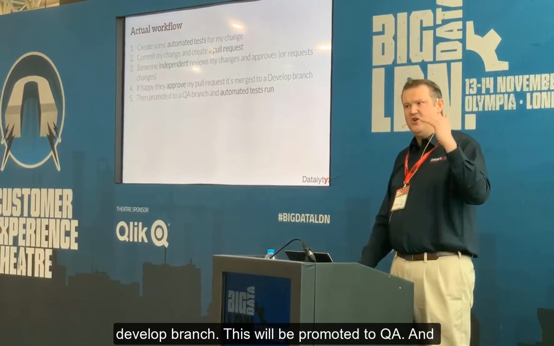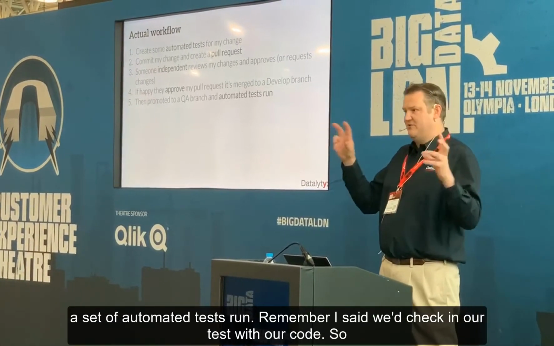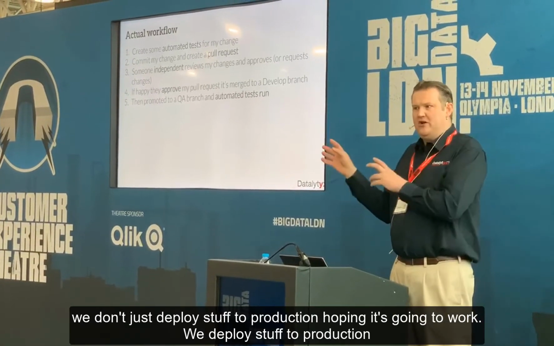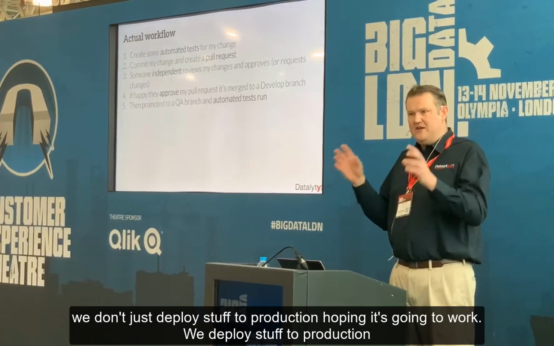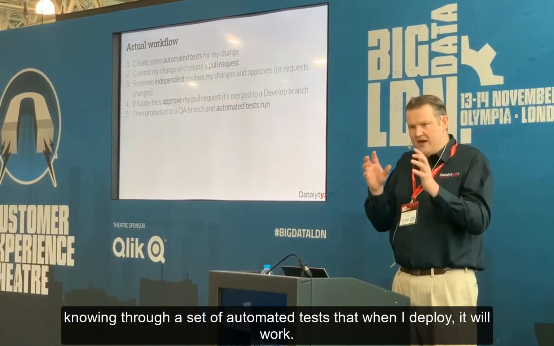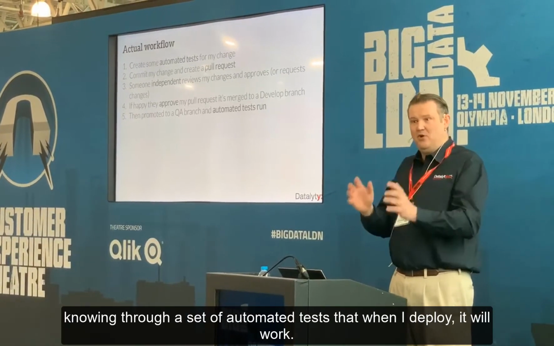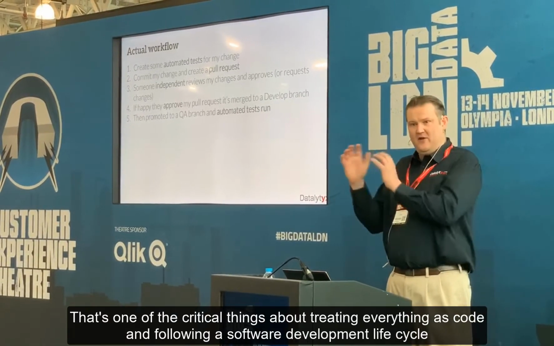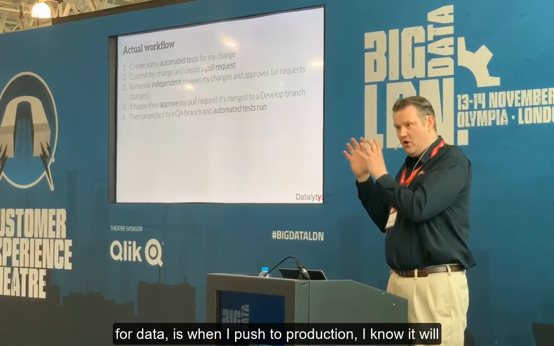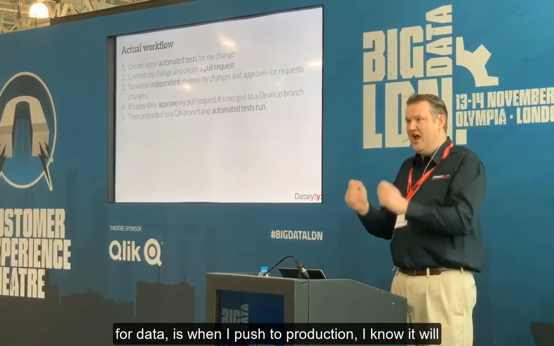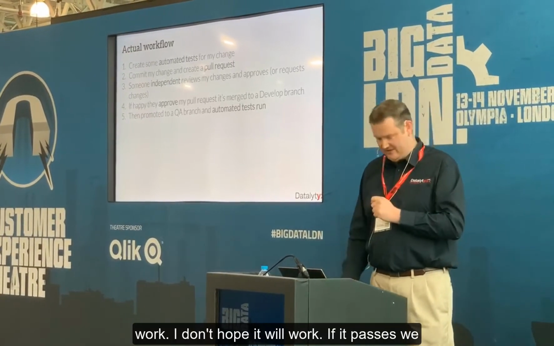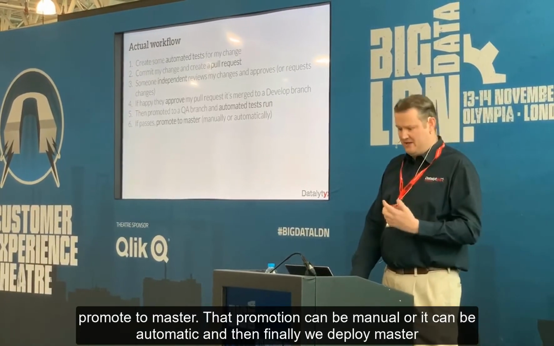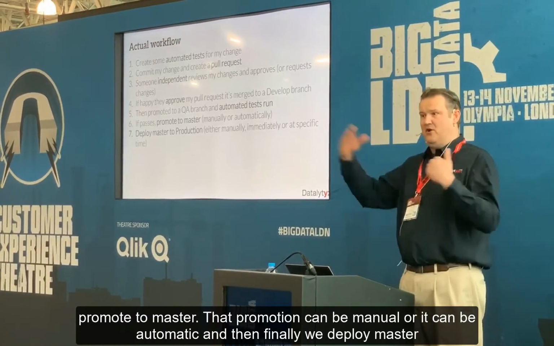This will be promoted to QA and a set of automated tests. Remember I said we check in our tests with our code. So we don't just deploy stuff to production hoping it's going to work. We deploy stuff to production knowing through a set of automated tests that when I deploy it, it will work. That's one of the critical things about treating everything as code and following a software development lifecycle for data: when I push to production, I know it will work. I don't hope it will work. If it passes, we promote to master. That promotion can be manual or it can be automatic. And then finally, we deploy master into production.